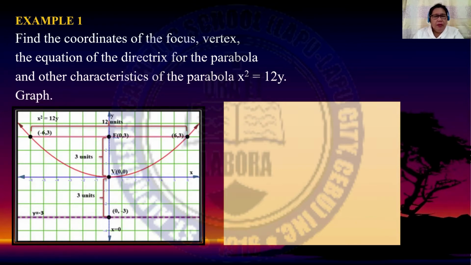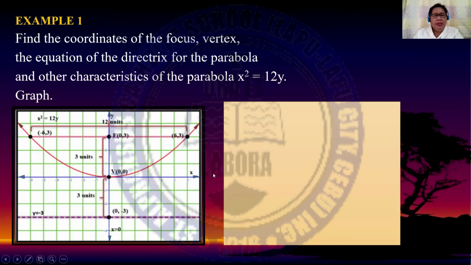And the distance from the vertex to the focus is equal to the distance from the vertex to the directrix, this line. So the directrix is passing through 0, negative 3. This is the axis of symmetry, which is the y-axis, or equivalent to x is equal to 0.